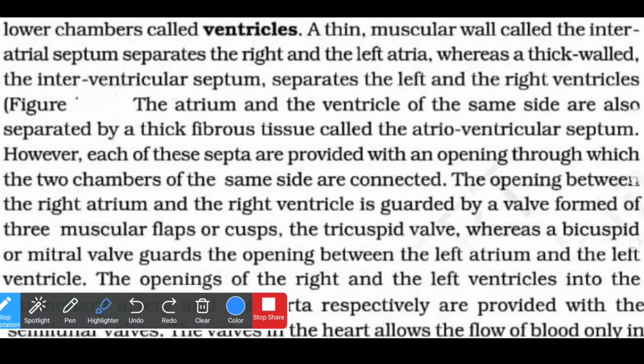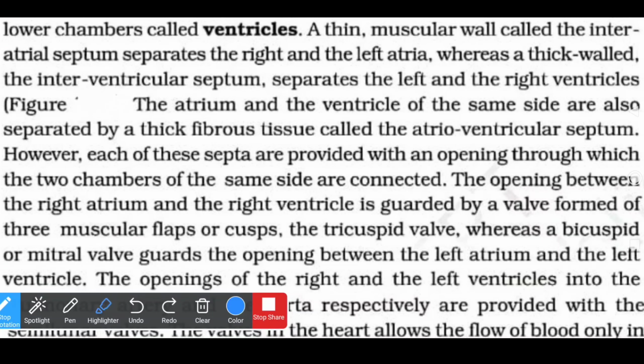However, each of these septa are provided with openings through which the two chambers of the same side are connected. And the openings have their own names. The opening between the right atrium and the right ventricle is guarded by a wall formed by three muscular flaps or cusps. We will be calling them cuspid valves.